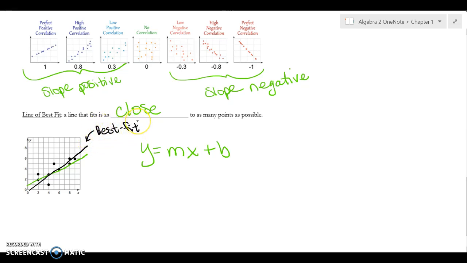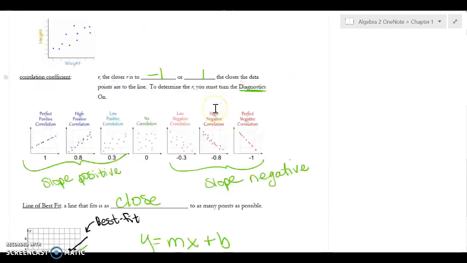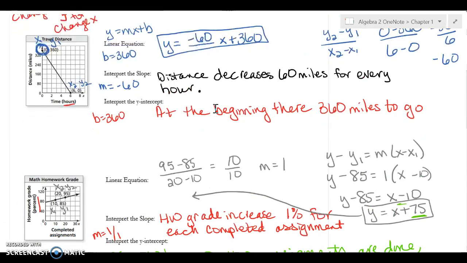And again, your calculator does it so that you don't have to do it manually. So I think the part that's going to be confusing from this section is knowing what to do when you're given graphs. And really, you just remember, you have to find the slope, you have to find the y-intercept, and then you have to be able to interpret those.